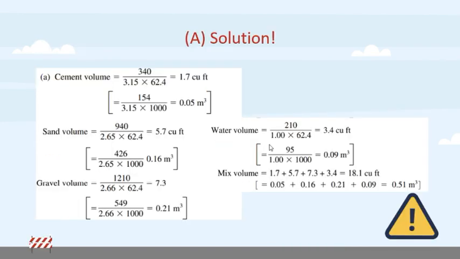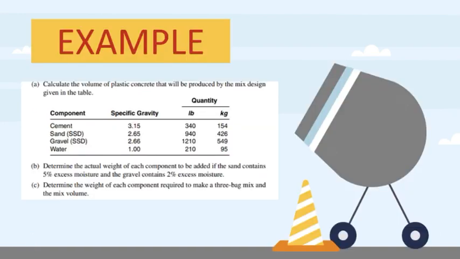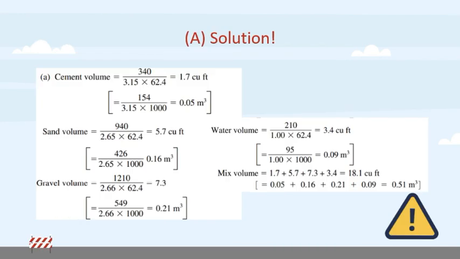So, solution for letter A. For the cement volume, the weight of cement in the table is 340 over 3.15, which is its specific gravity, multiplied by 62.4, then we'll get 1.7 cubic feet. Below it is the computation for cubic meters.